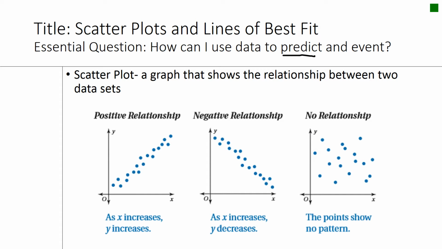Okay. A scatter plot is a graph that shows the relationship between two data sets, and there's three scenarios for scatter plots. There's one where it has a positive relationship because it's going up, one that has a negative relationship because it's going down, and three, no relationship because all of these data points are scattered all over the place and they're not consistent in any way.